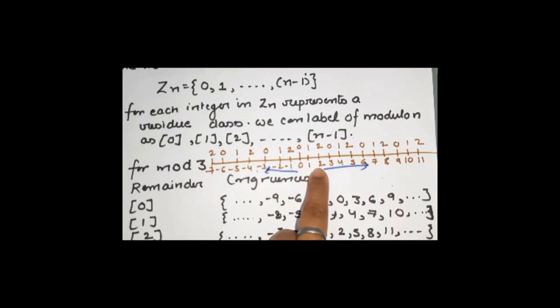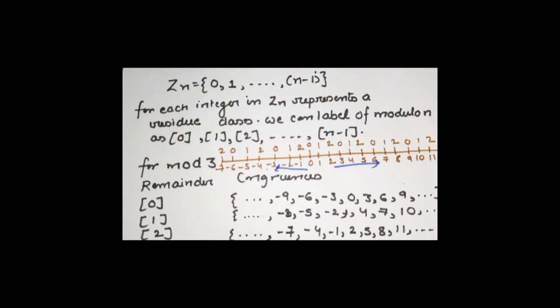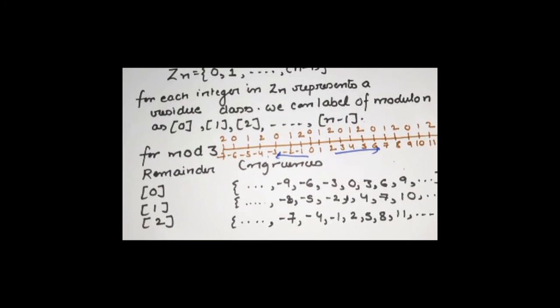So for residue class 2, what are the congruent values? For 2, you can see here, minus 1 is a value, minus 4 is a value, minus 7 is a value. On the opposite side, 2 is a value, 5 is a value, 8 is a value, 11 is a value, as you can see here. So this is all about Zn. Zn represents the residue classes. A residue class is each of the elements in Zn. You can label it as a remainder, and you can find out the congruent values for the remainders.